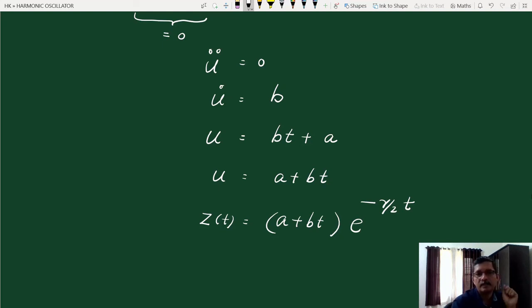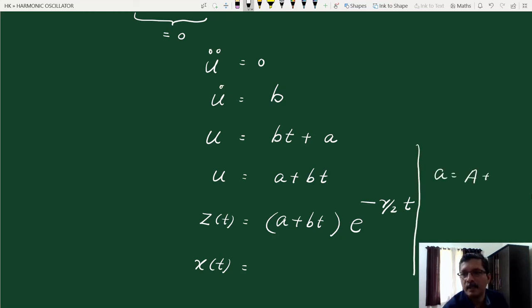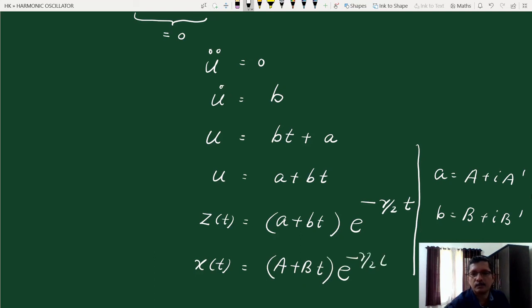Now equating real and imaginary parts on both sides. If you equate real parts on both sides, x of t is equal to this, and a and b you can express as real part plus imaginary part. So let me write this: let us say a is equal to some capital A plus i a prime, b is equal to some capital B plus i b prime, and z is x plus iy. So if I equate real parts on both sides, we get a plus bt times e raised to minus gamma by 2 into t.